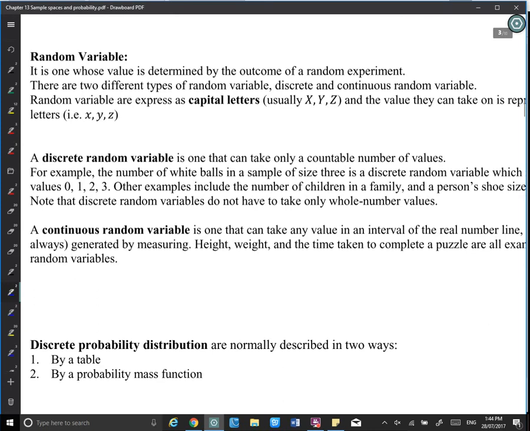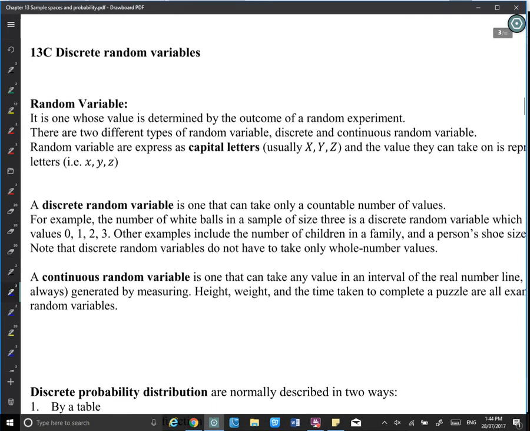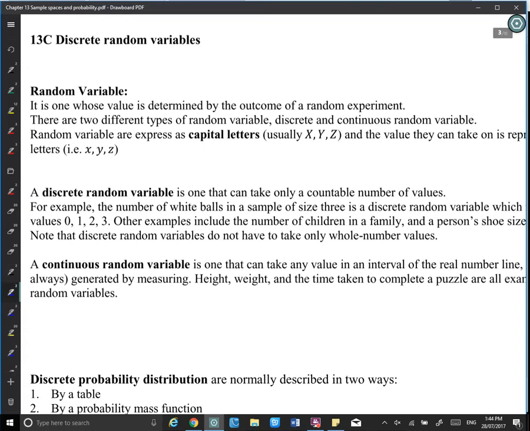Okay, next exercise, it will be more serious. You have learned this in year 11 as well. It's about chapter 10, I think, in year 11. Discrete random variables. So, what's that? Random variable is one whose value is determined by the outcome of a random experiment.